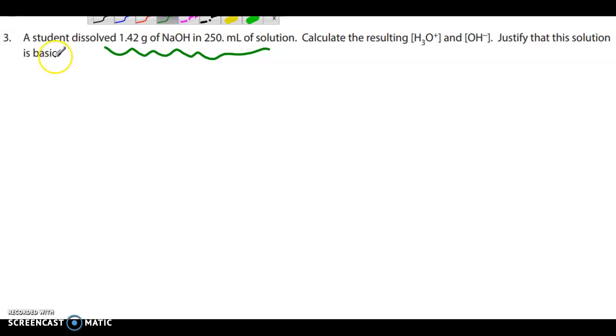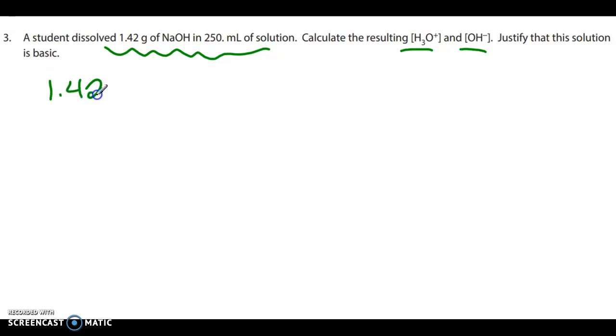Okay, so let's take a look at this next one. It says a student dissolves 1.42 grams of sodium hydroxide in 250 milliliters of solution. Calculate the resulting hydronium and hydroxide concentrations and justify this as basic. So of course we know this is going to be basic. It's a strong base. So we have to determine the concentration first.